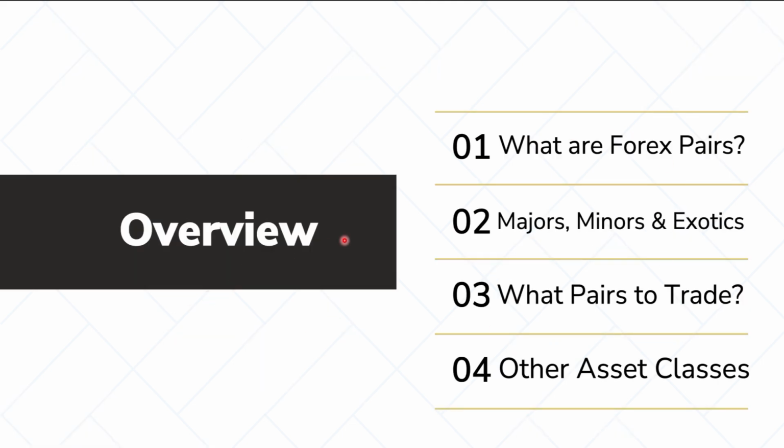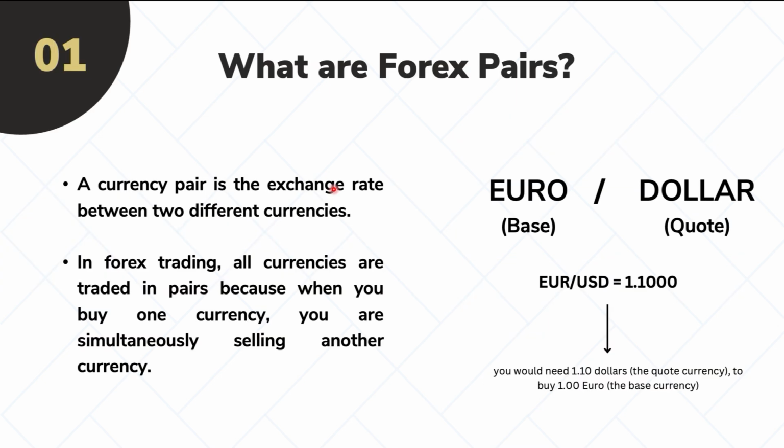So in this video, we're going to talk about Forex pairs and other asset classes. First, we're going over what Forex pairs are. Then we're going over the majors, the minors, and the exotic pairs. And the third important question you need to ask yourself is, what pairs should I trade? Last, we're going over the other asset classes you can trade. Let's start with the basics.